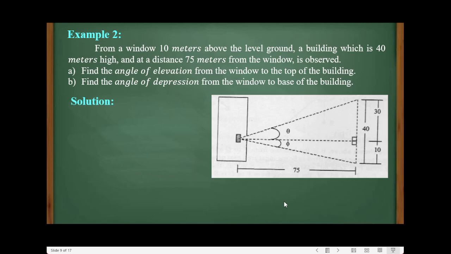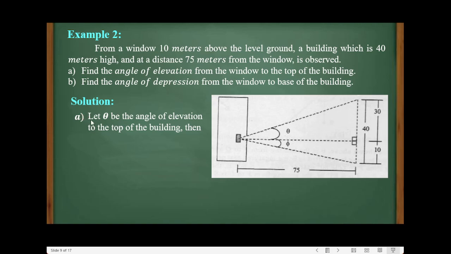So from the problem, we're going to find out the angle of elevation of the top of this building and also the angle of depression of the base of the same building. Now, as you can see from the drawing, we have broken lines here forming two adjacent right triangles. So let us take one right triangle at a time, particularly the upper right triangle, wherein there is one acute angle here which denotes theta, and this is what we're looking for, the angle of elevation.